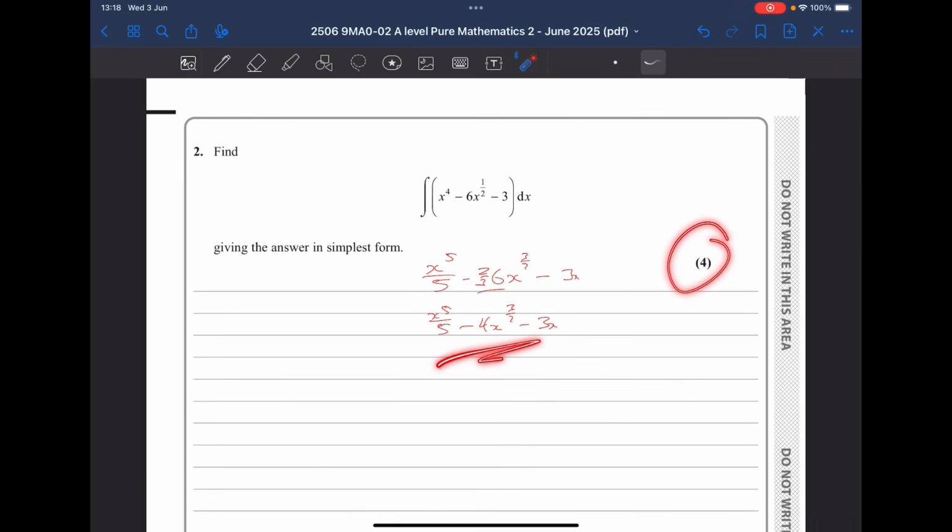Very nice. 4 marks. Very nice 4 marks there. One thing to remember though, plus C every time. No limits, always a plus C.